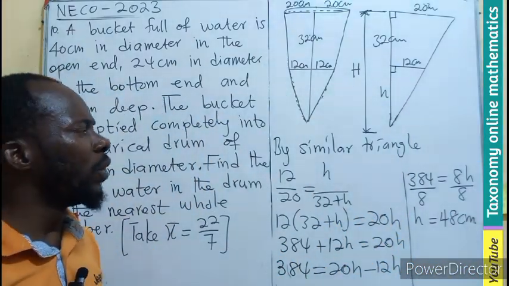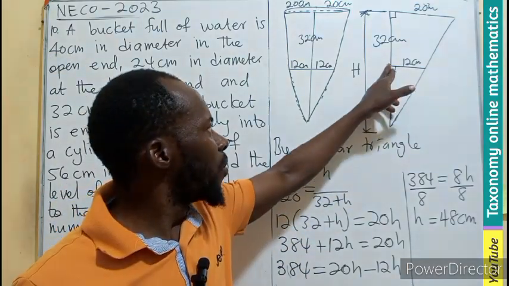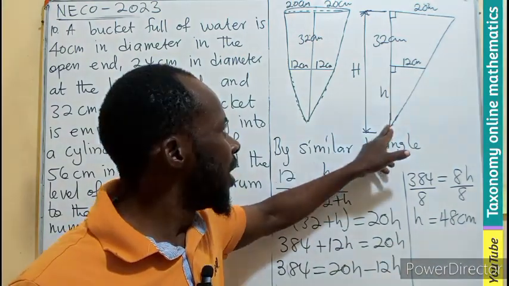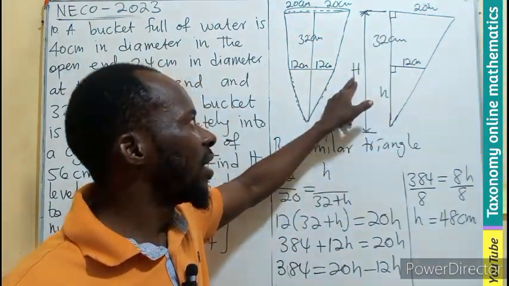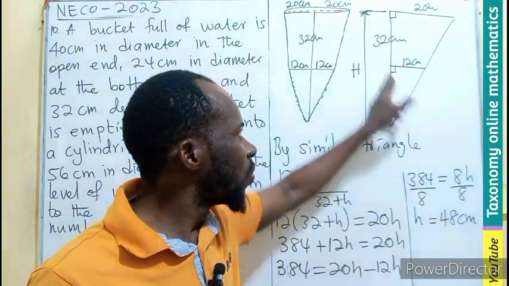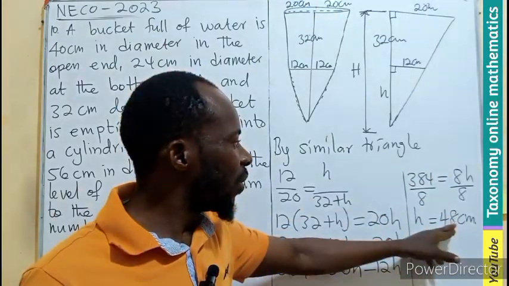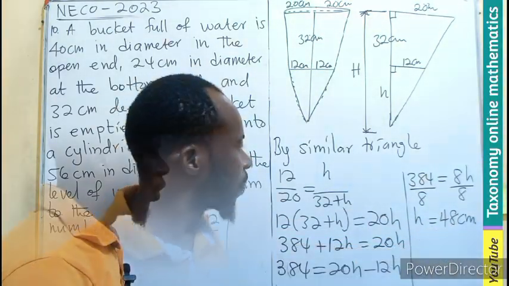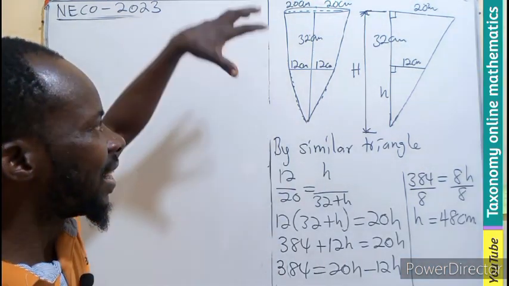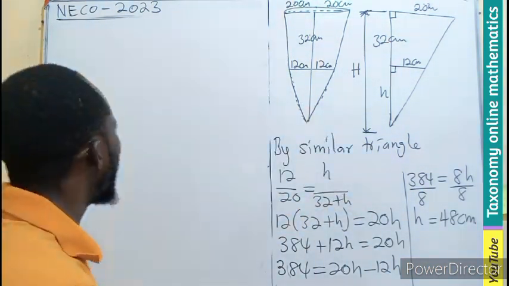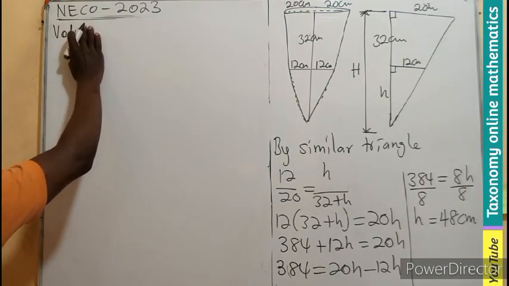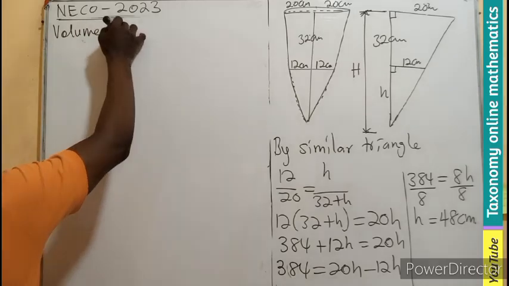So now what are we going to do? We know that from here to here gives us 48. Then from here to here, which is the longest height, would be 32 plus this, that will give us 80. Don't forget that. So now let's look at the volume of water that is in the bucket. We can say that volume of water in the bucket.